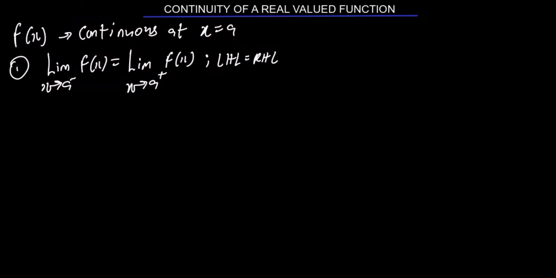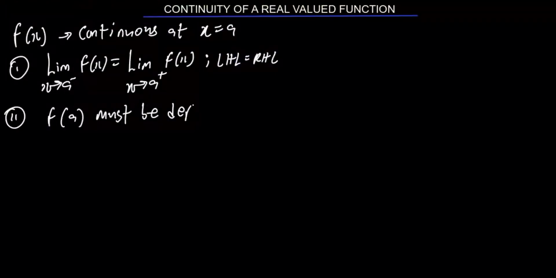If left hand limit and right hand limit are equal, good. Does that mean the function is continuous? No. What is the next condition for the function to be continuous? The next one is that f of a must be defined. It means that f of a must be a function value that is defined. It must be finite. It must make sense.